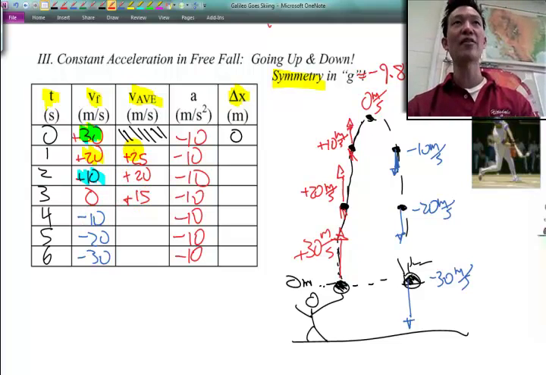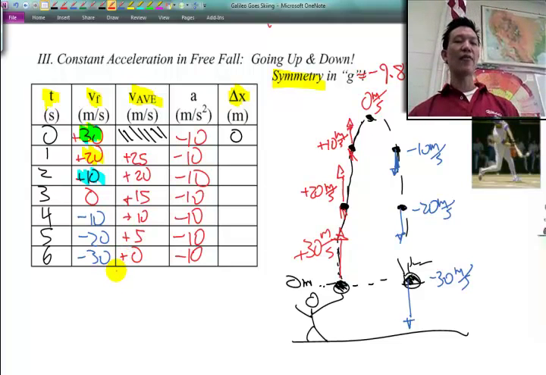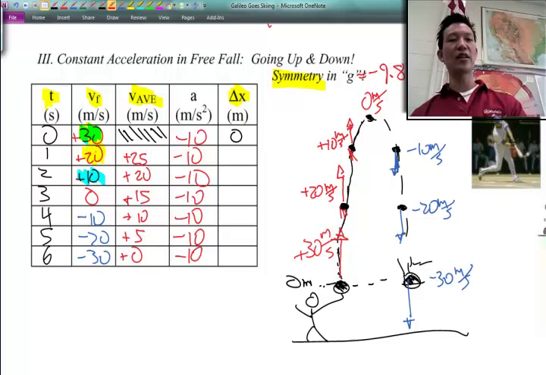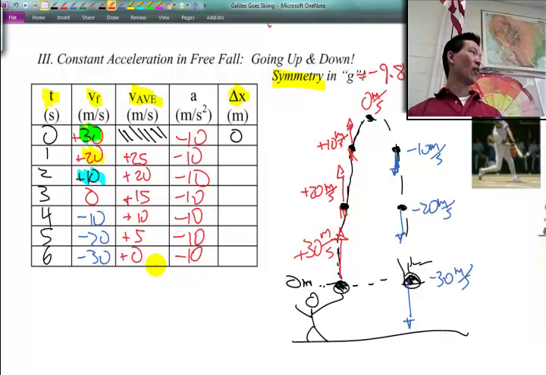In fact, what's the pattern? 25, 20, 15, 10, what? 5, and 0. You see that? The average of 30 and 0 is 15. 30 and negative 10 is 10. 30 and negative 20 is 5. 30 and negative 30 is 0. Why do we do that?